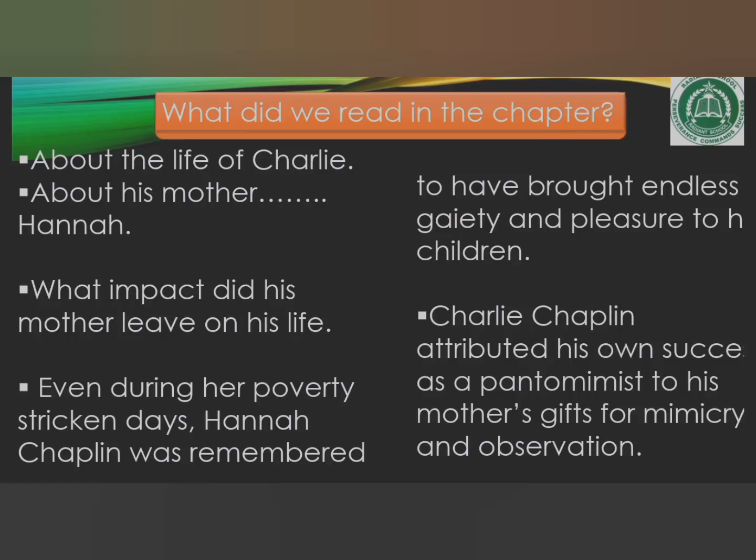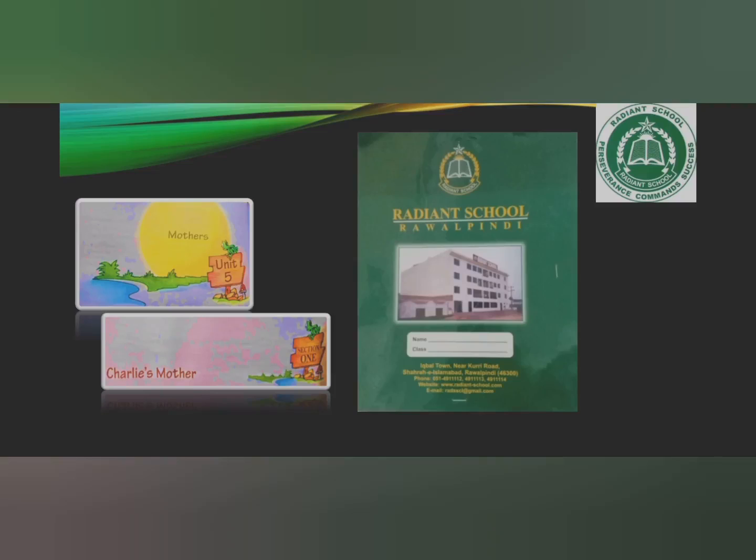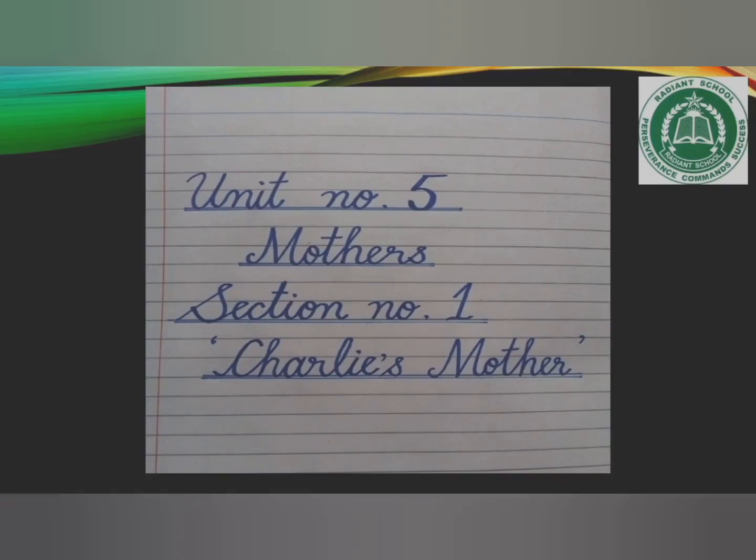Okay, students, hopefully you have recalled all the main events of the story. Now we are going to start our written task in our English notebook. So open your notebooks and let's start the work. First of all, we have to prepare a unit tag page. You have to write unit number 5, Mothers, section number 1, Charlie's Mother, as you can see on your screen.